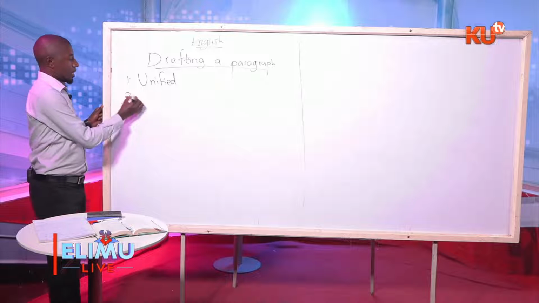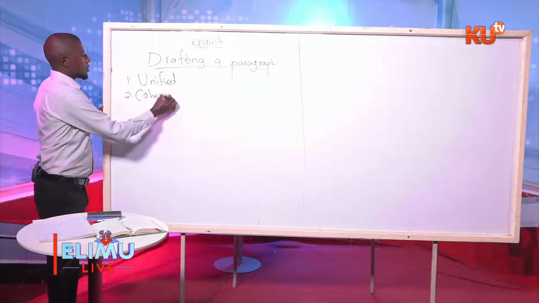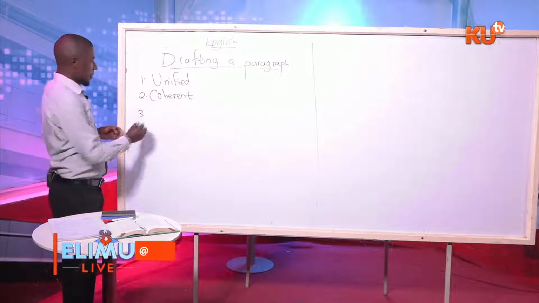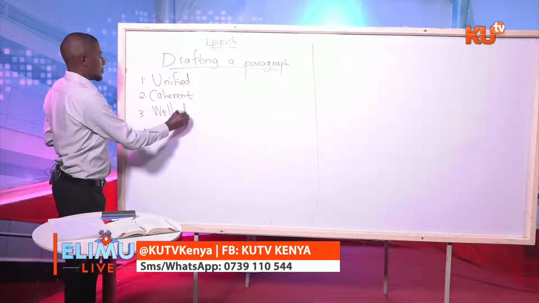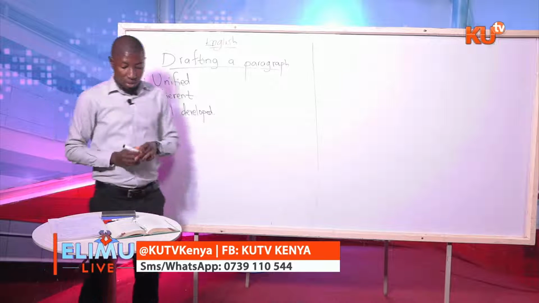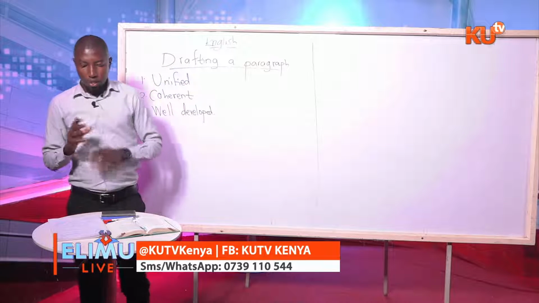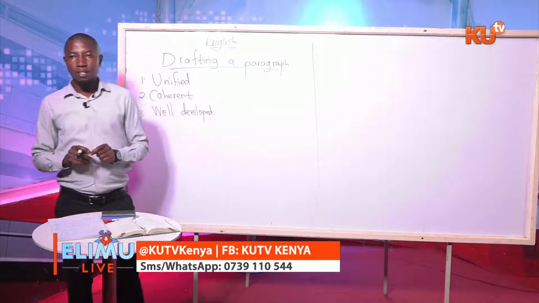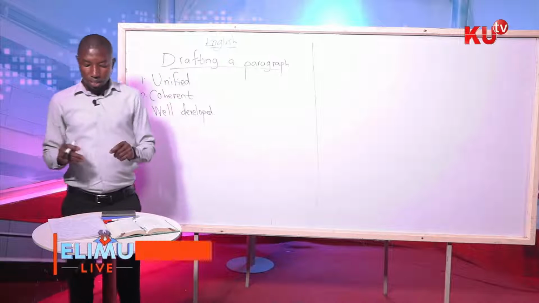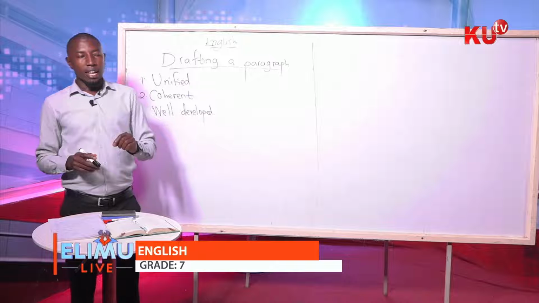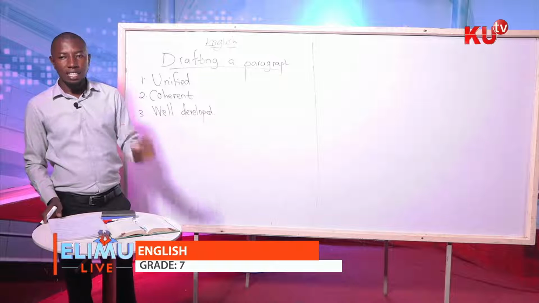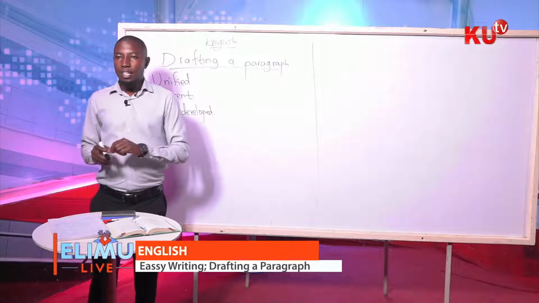So paragraphs have 3 main parts, or are written in 3 main ways. 1, a good paragraph is unified. And I'm going to come to the explanation of each of these. A good paragraph is unified. Then second, we are going to talk about coherence, because a good paragraph is coherent. And third, a good paragraph is well developed. So I'm going to start with unified.